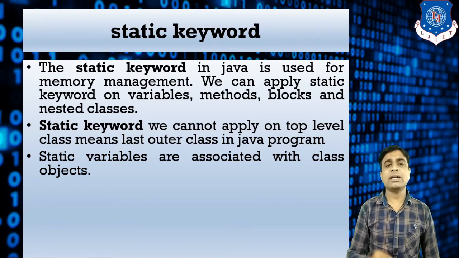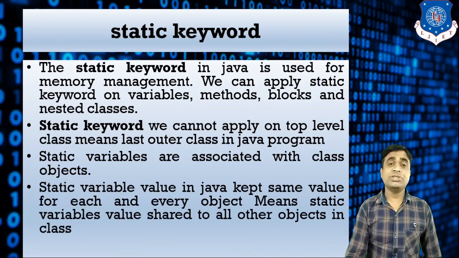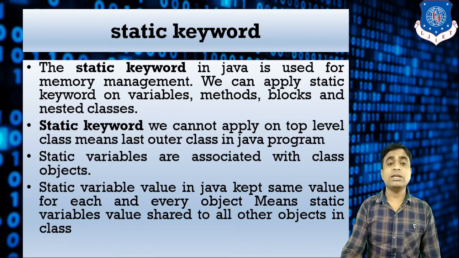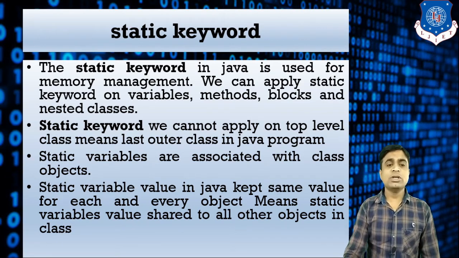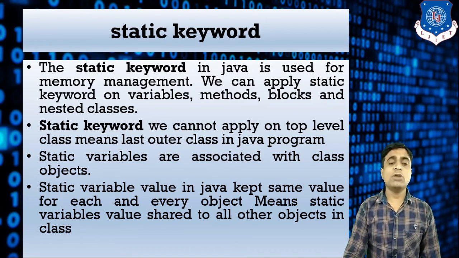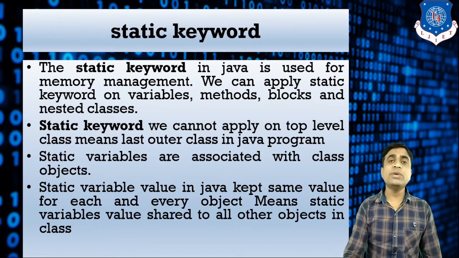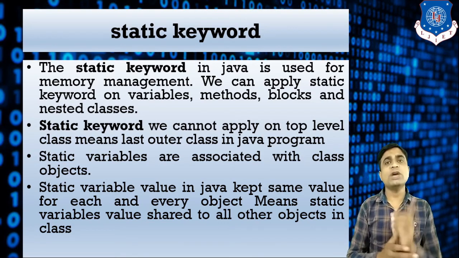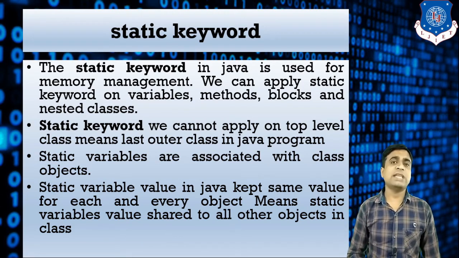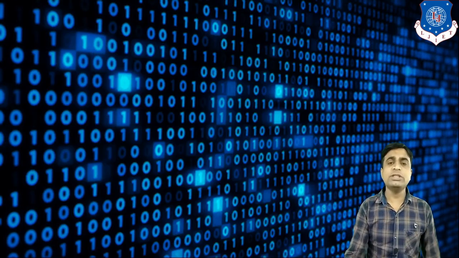Static variables are associated with the class. The static variable value in Java is kept the same for each and every object. So the static variable value is shared by all the objects in the class. That is the advantage of static: you can share the data. One object can change the value of the static variable and that is reflected in the second object also, because it is a shared variable. I will show you with a figure.